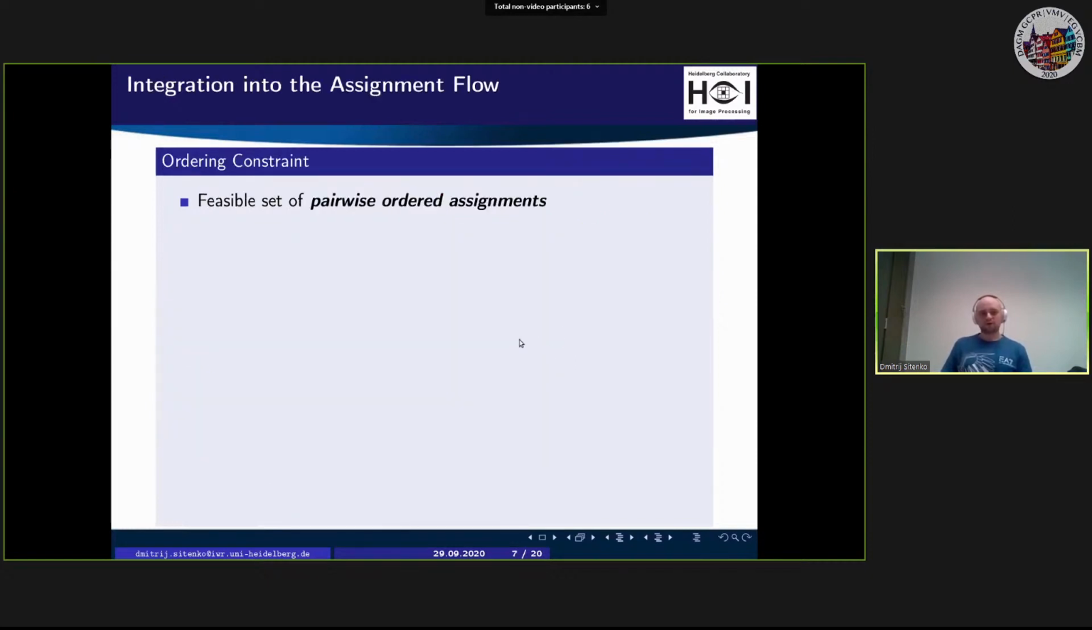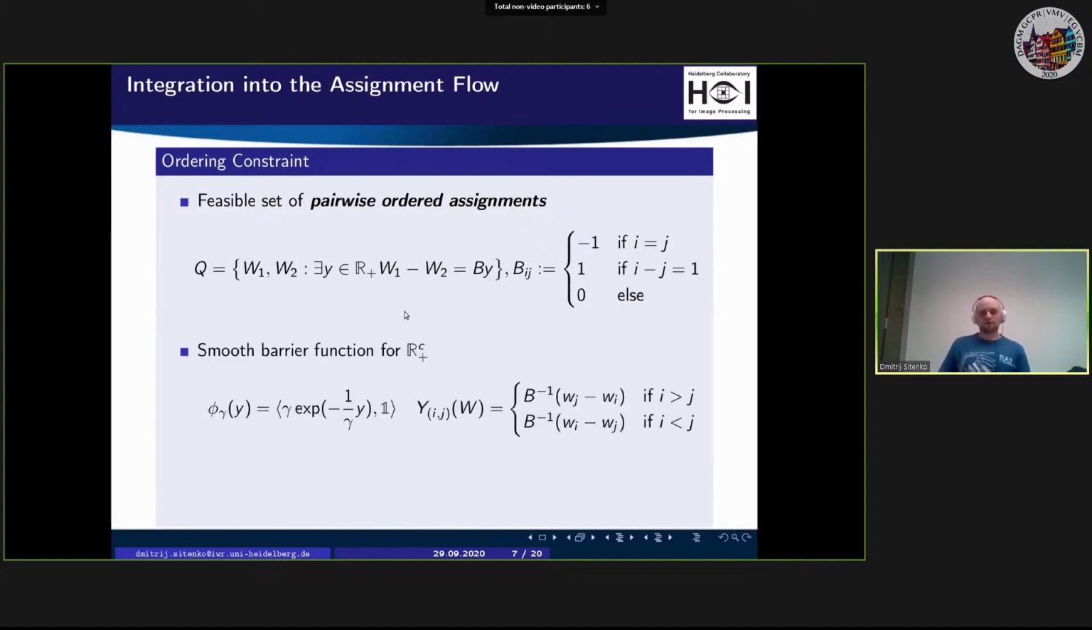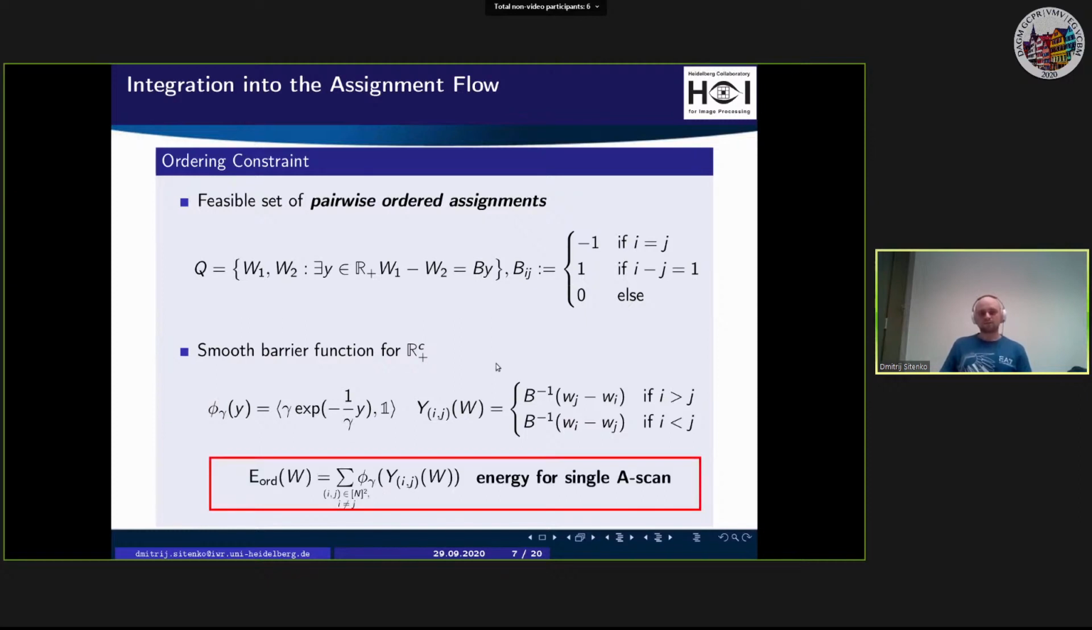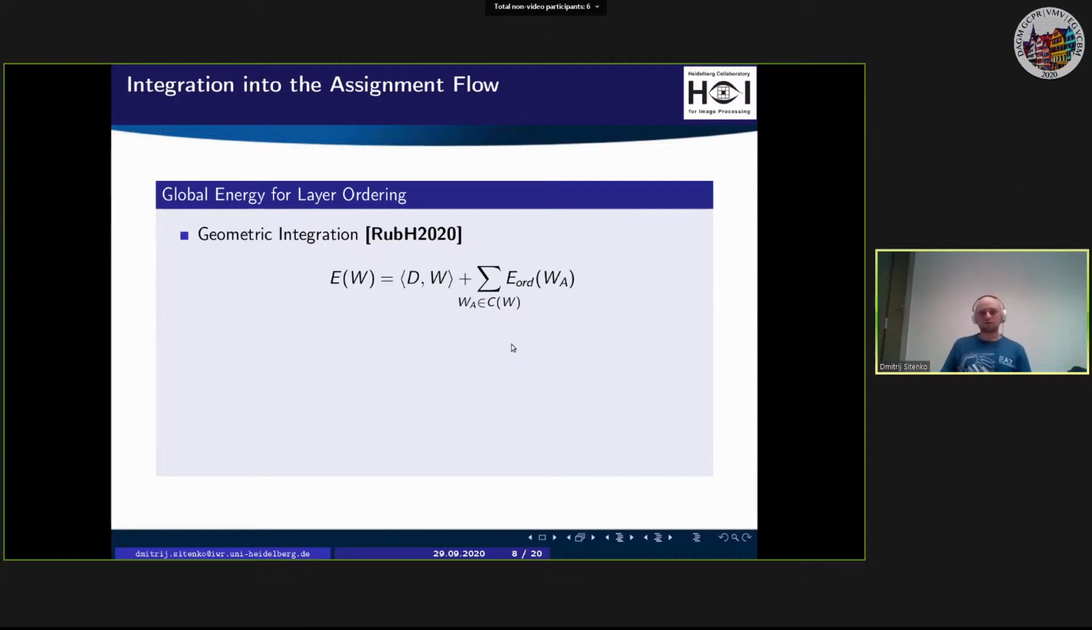To adapt the assignment flow to give us ordered labelings, we explicitly derived the feasible set of pairwise ordered assignments for a single A-scan given by the following set. We use this information and incorporate it on the assignment manifold by using a smooth barrier function, which penalizes the deviation from the current assignment to the pairwise ordered assignments by decreasing the parameter gamma. This allows us to define an energy functional for a single A-scan, which is explicitly parameterized on the assignment manifold. We sum over all A-scans within the 3D volume and define the global energy which we want to minimize.